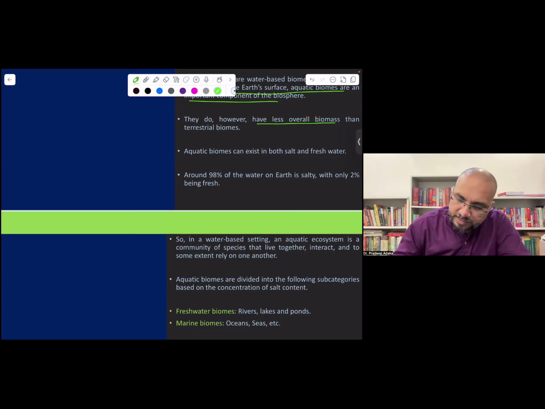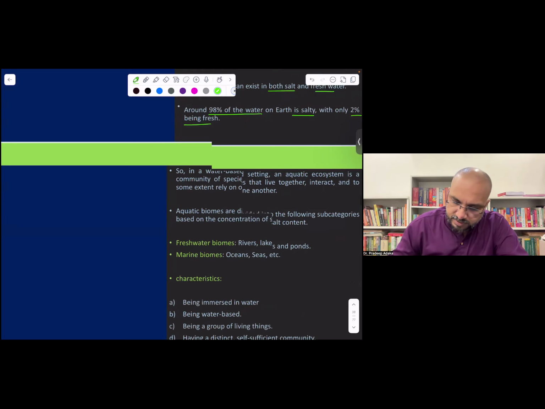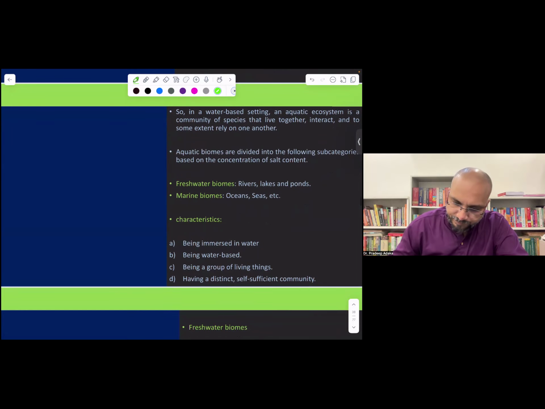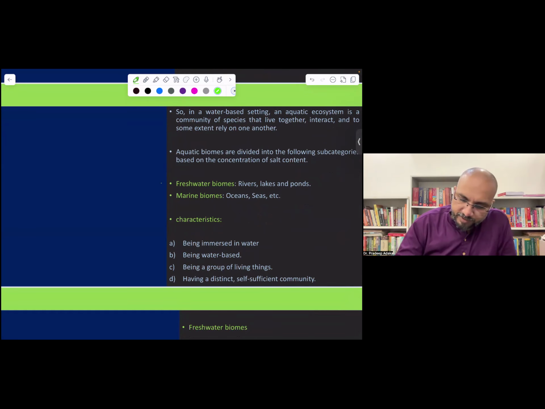So aquatic biomes exist in both salt water and fresh water. We know this, right? Around 98% of the Earth's water is salty, with only 2% being the fresh water. So these are some facts. We know all of these things. So let us move quickly. So aquatic biomes are divided into following subcategories based on the concentration of salt. So you have freshwater biomes and marine biomes.